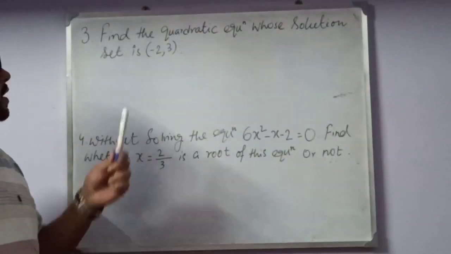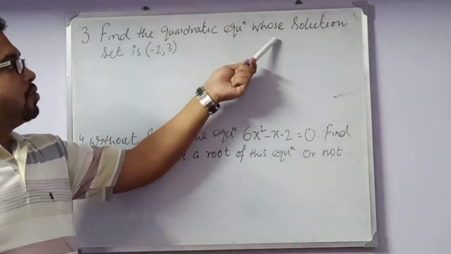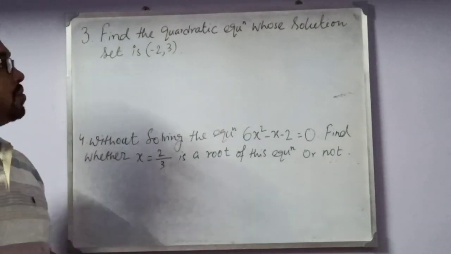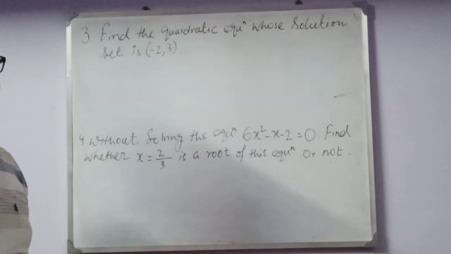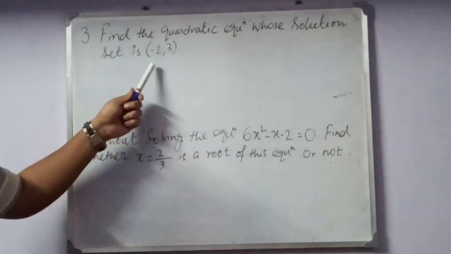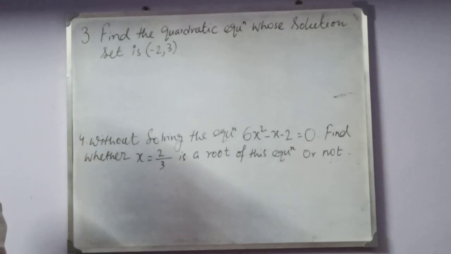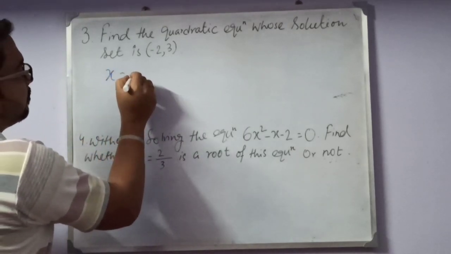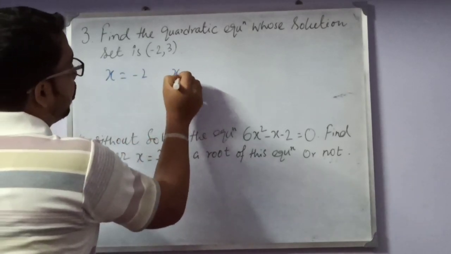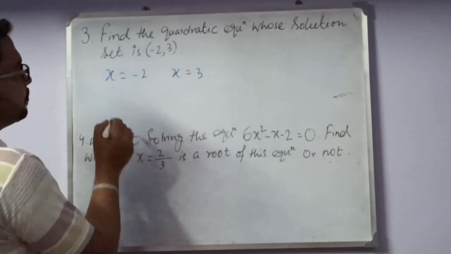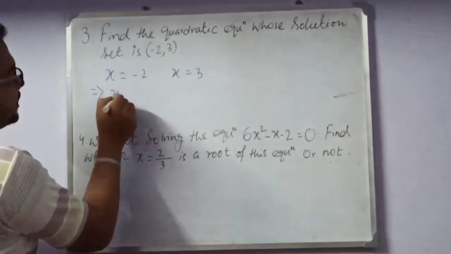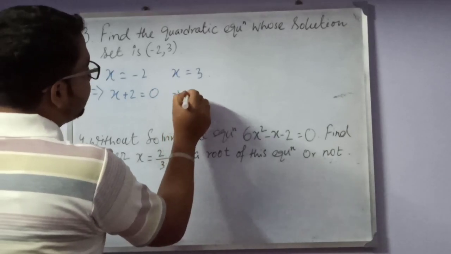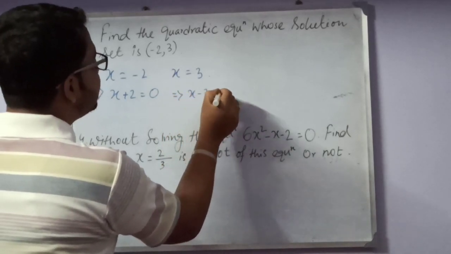Question number 3. Find the quadratic equation whose solution set is minus 2, 3. Don't need to panic for this question. This is very easy. These two are my roots. So we can write the values of x is equal to minus 2 or 3. So from there we can write x plus 2 is equal to 0, and from there we can write x minus 3 is equal to 0.